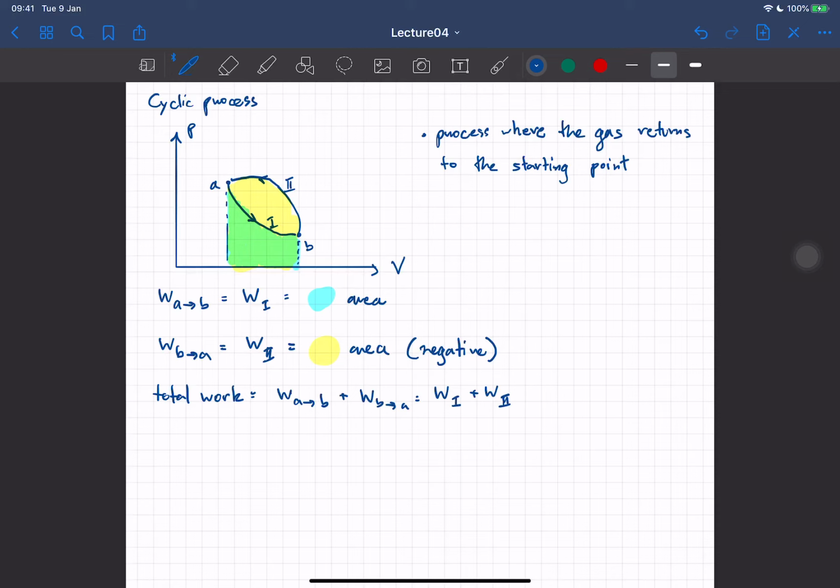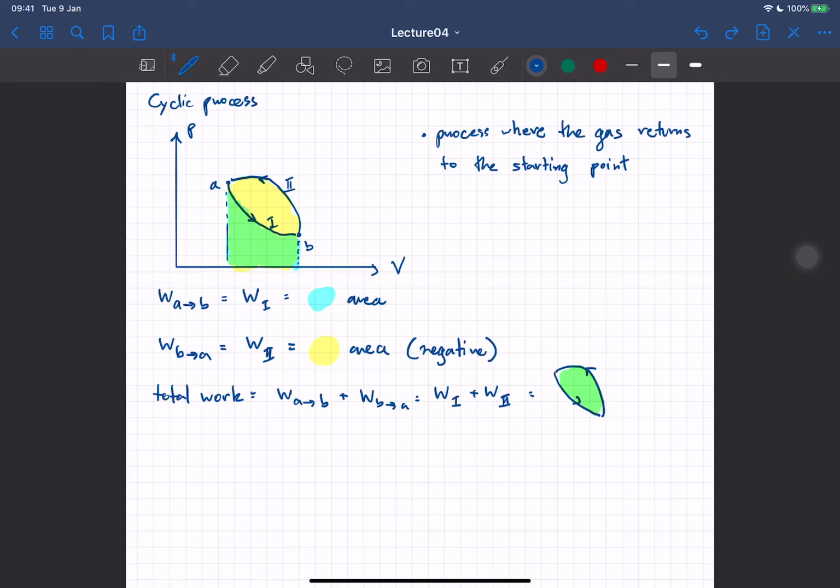So in the end, what you are left is the area enclosed by that curve, which unfortunately is the yellow area, but actually this is what we want. Okay, so it's just this area enclosed by the path. That's the total work done in one cycle.